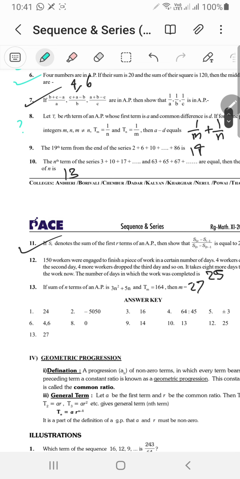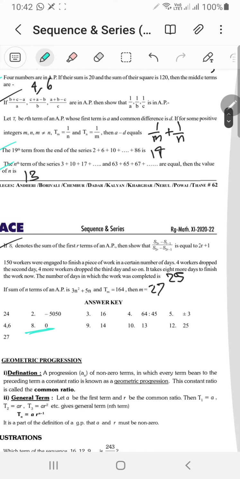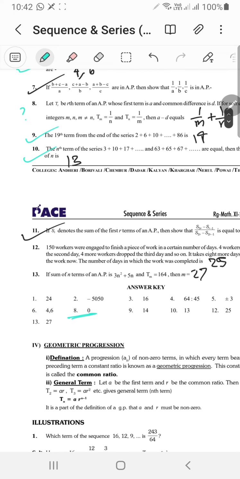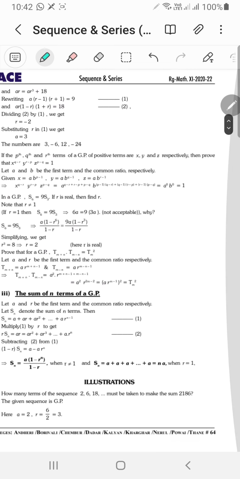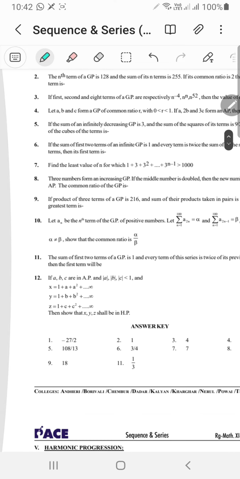Right. This is wrong. 9th, this is correct. Okay. 10, 13, yeah. 11, 25. 25 and 27. Oh, that's 12, because 11 is a proof question. So, yeah. Okay. Next. Geometric progression.